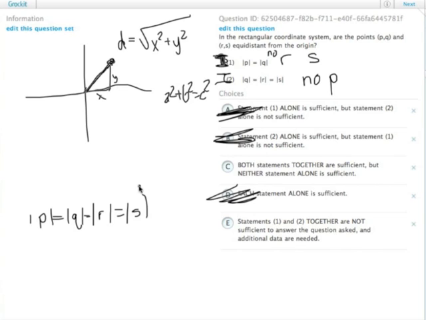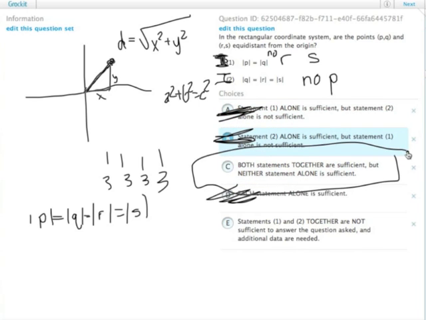They're all going to be the exact same number, so it might be 1 1 1 1 or 3 3 3 3. It doesn't really matter. They're guaranteed to all have the same distance from the origin. So in conjunction, the two statements are sufficient.